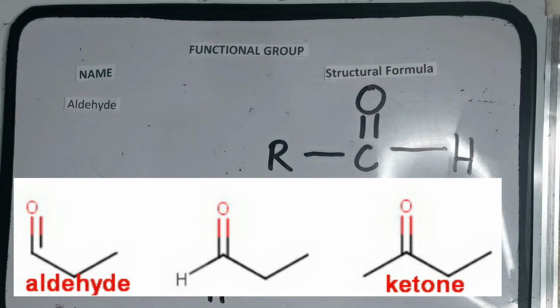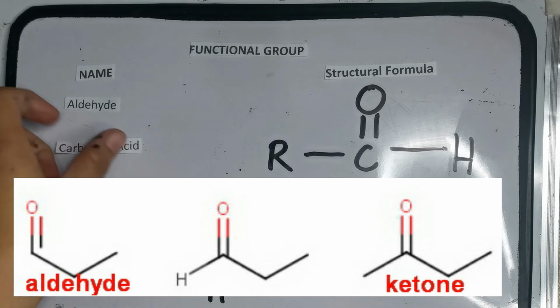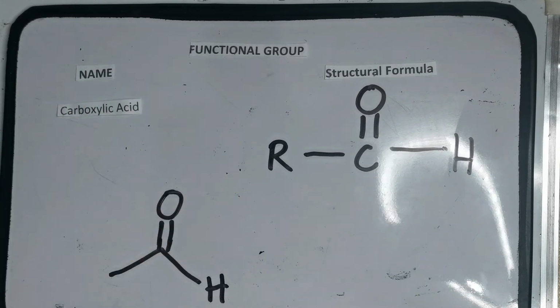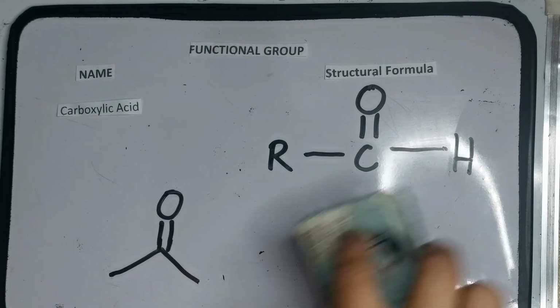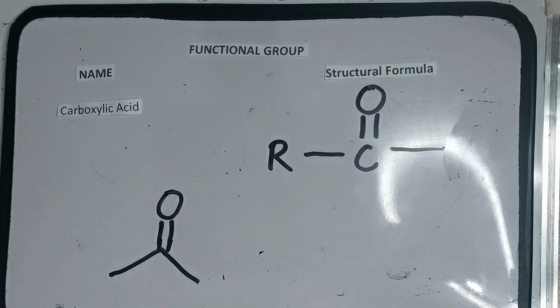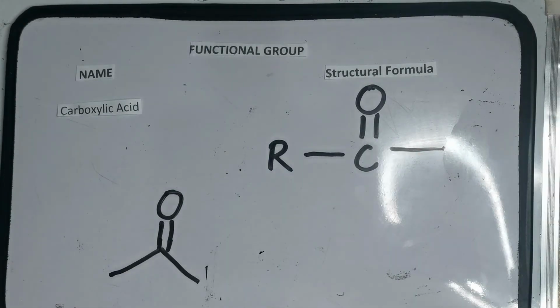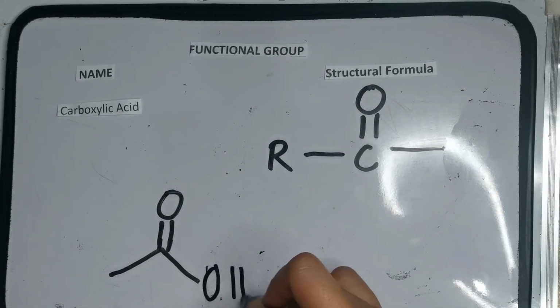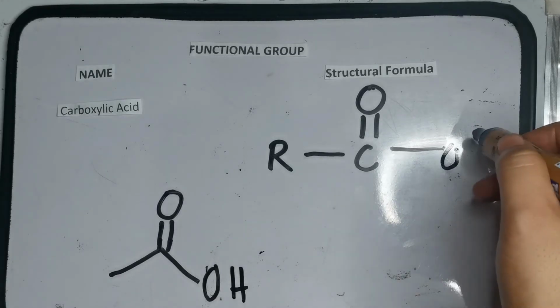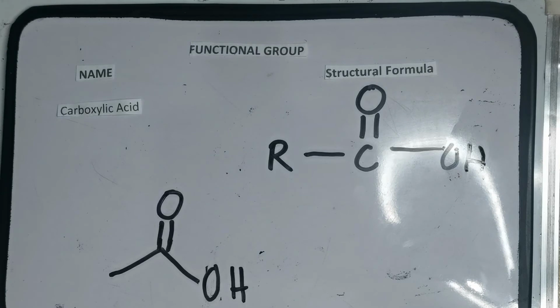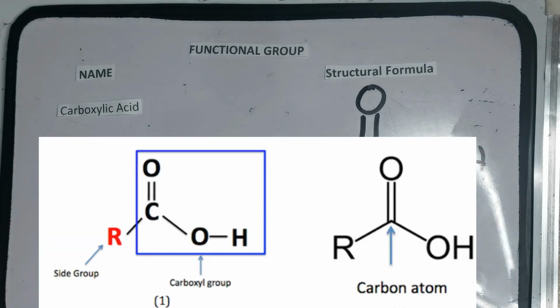Okay. Now, next is the carboxylic acid. It is the same as the aldehyde, but this time, it is no longer hydrogen that comes with it. What comes with it is hydroxide, the OH. Earlier, only hydrogen was with it. Now, let's have a hydroxide or OH, and that gives us the carboxylic group. So, that is how it looks.